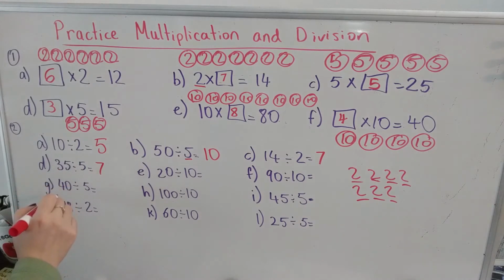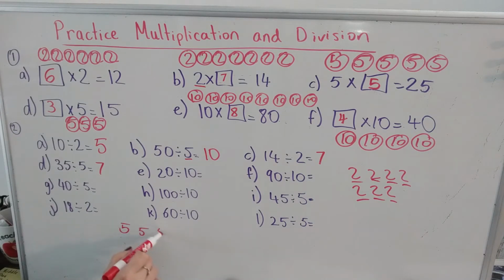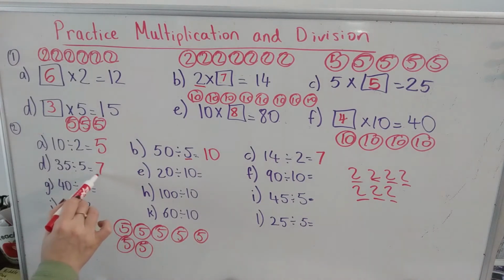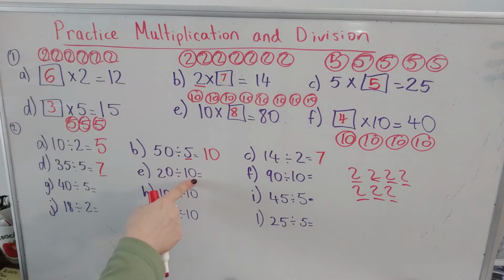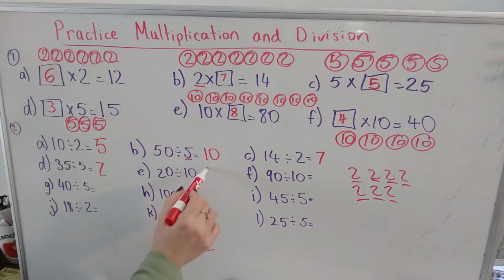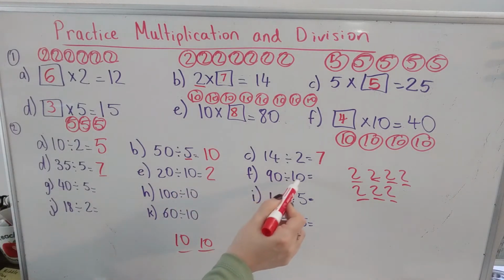Let's look at 35 divided by 5. 7 times 5 is 35. So I'm counting by 5's until I reach the number 35. 5, 10, 15, 20, 25, 30, 35. I reached 35. How many groups of 5 did I count? 1, 2, 3, 4, 5, 6, 7. 7 groups. 20 divided by 10. It's like saying how many 10's are inside of 20. 10, 20. How many 10's were in there? 2.